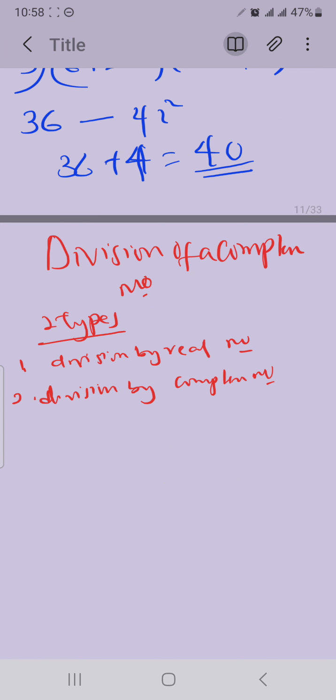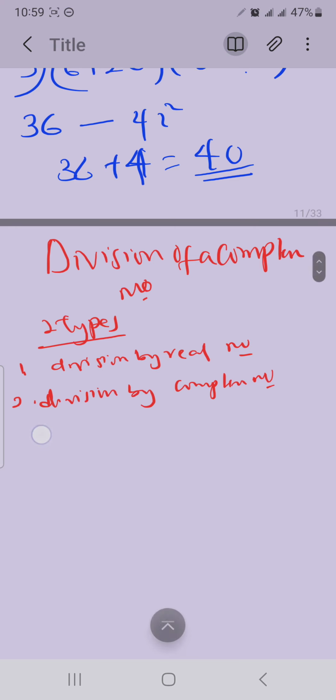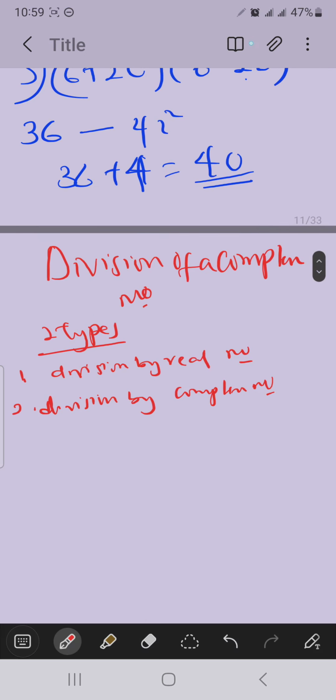Now I want to do the division of complex number. One thing I want you to understand here is that there are two types of division of complex number. The first one is when you want to divide a complex number by a real number, and the second one is when you want to divide a complex number by a complex number. Let's go for the first example. Division of complex number by a real number.